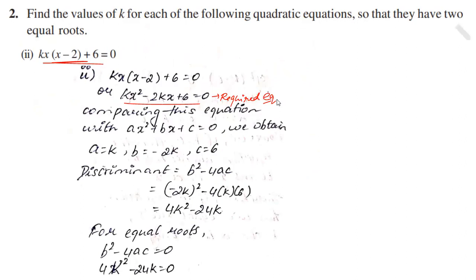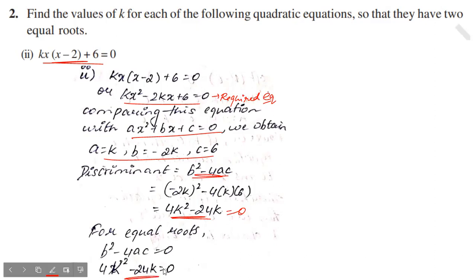Equation. So compare it with the standard form. So we get this as the equation. We know the discriminant, so find the value of the discriminant. This is equated to 0. Equate to 0 here in this step.